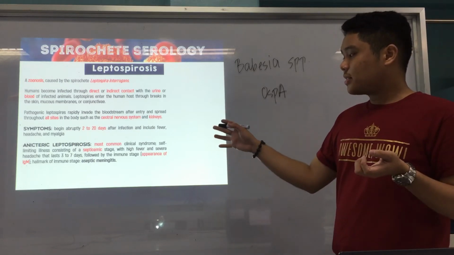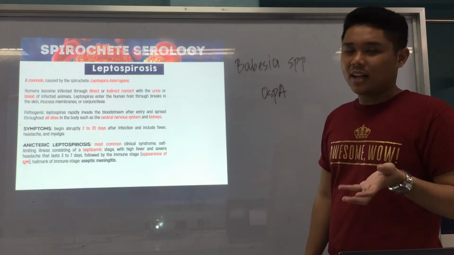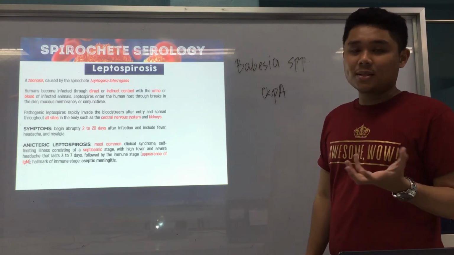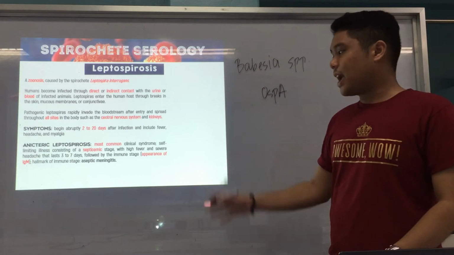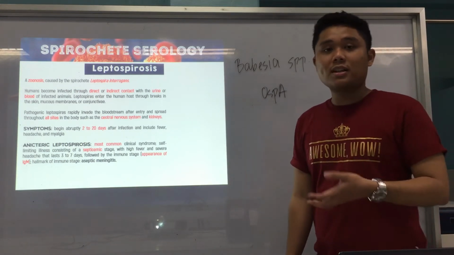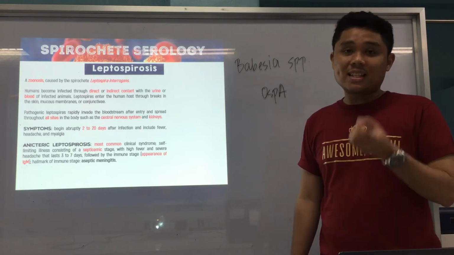It's actually self-limiting, and it's usually the septicemic stage, so you feel feverish. In leptospirosis, your organisms are in your bloodstream, okay? It's characterized by high fever and severe headache. After the anicteric leptospirosis, it's followed by the immune stage, and the hallmark there is aseptic meningitis.